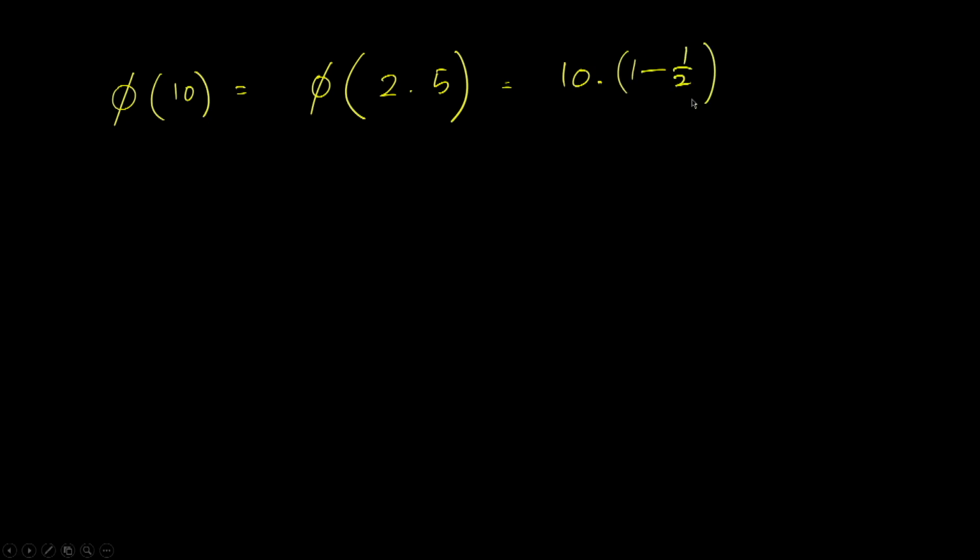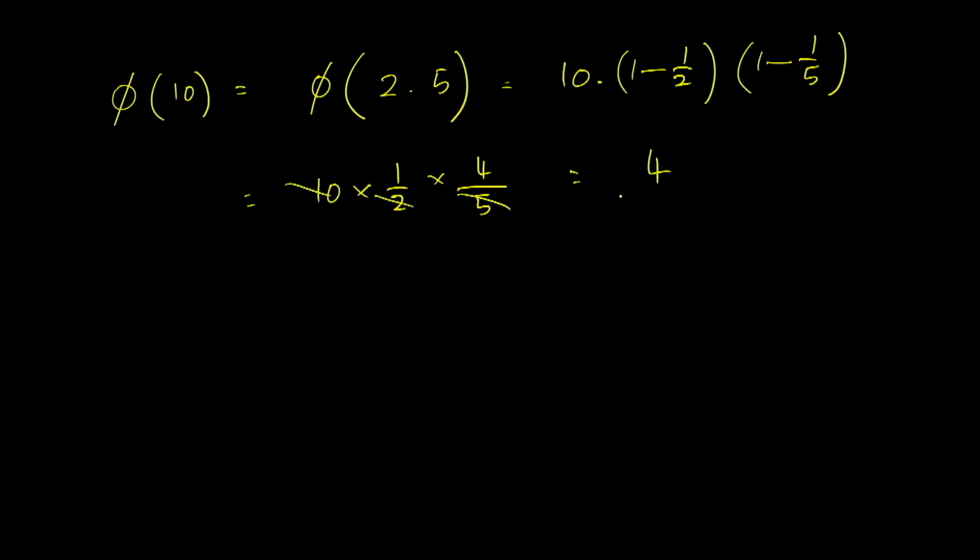For example, let us calculate phi of 10. Taking the prime factorization of 10, this is 2 into 5. Then that would be 10 multiplied by 1 minus 1 by 2, and 1 minus 1 by 5. 2 is a prime which divides 10 and 5 is a prime which divides 10. Therefore, this is 10 into half into 4 by 5. So, phi of 10 is 4.